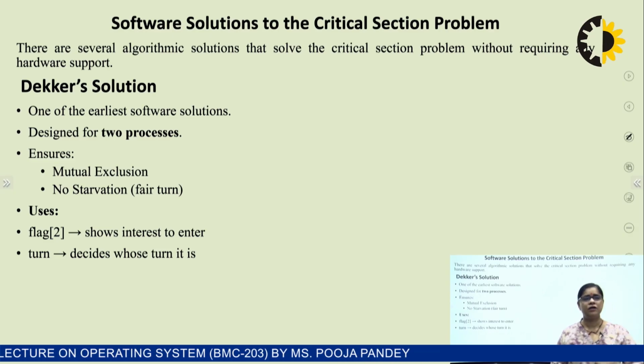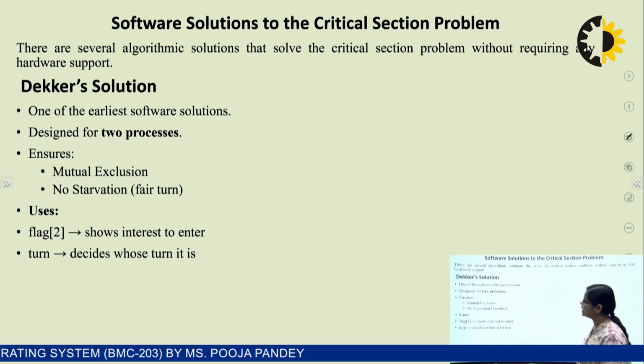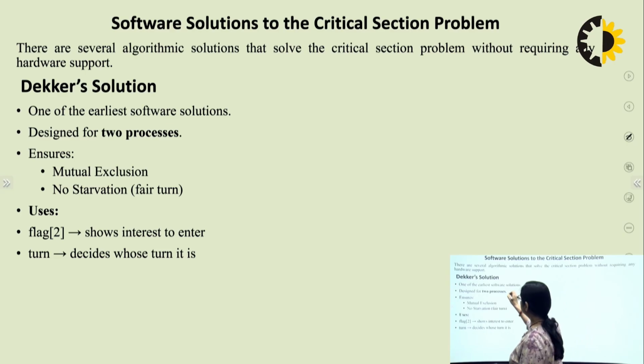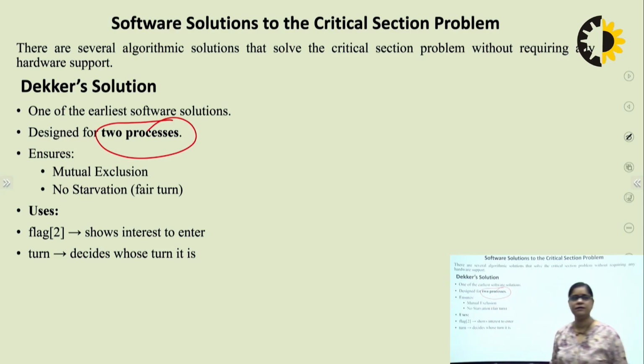Okay, now for Dekker's solution, we have to understand that Dekker's solution is one of the earliest software solutions. It was the first solution that we found for the software solution of the critical section. It was designed mainly for two processes. We have to keep in mind that Dekker's solution was designed for two processes, which ensures that there is mutual exclusion and no starvation.